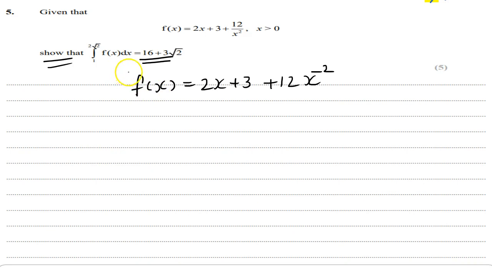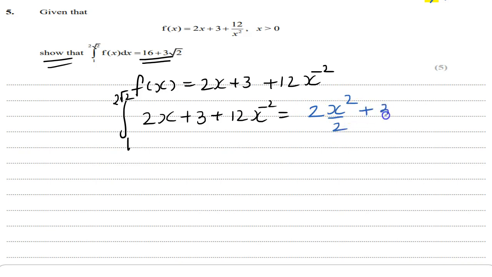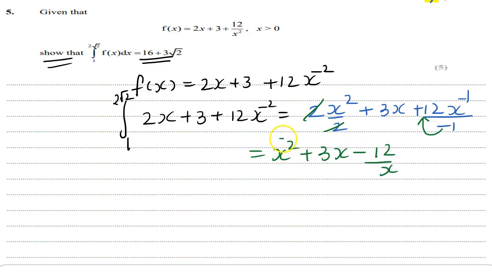So let's integrate between 1 and 2 root 2 of 2x plus 3 plus 12 x to the power minus 2. So the integration will be 2 times x squared over 2 plus 3x plus 12 times x to the power minus 2 plus 1, that is minus 1, and divide by minus 1. So this 2 and 2 cancel, and the minus and plus turn into minus. So we write x squared plus 3x minus 12 over x, and we put in the limits 1 and 2 root 2.